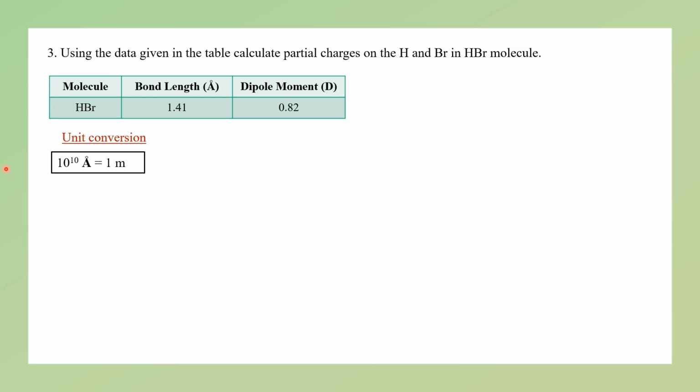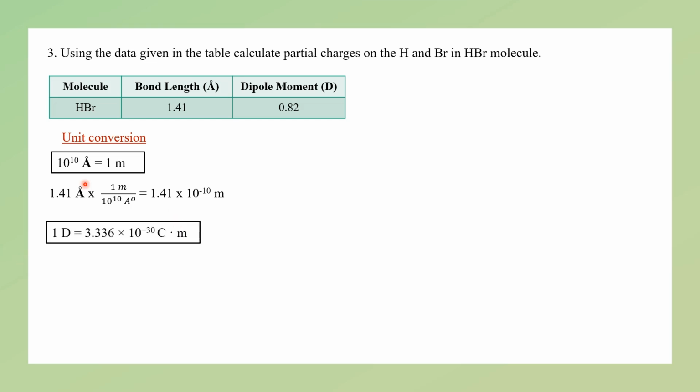This is the equality: 10 to the power 10 angstrom is equal to 1 meter. So let's convert 1.41 angstrom into meters. Then it becomes 1.41 times 10 to the negative 10 meters. Next unit conversion is debye. 1 debye is equal to 3.336 times 10 to the negative 30 coulomb meter. So let's apply it for 0.82 debye. Then it becomes 2.74 times 10 to the negative 30 coulomb meter.